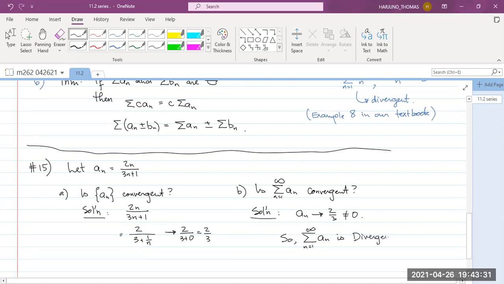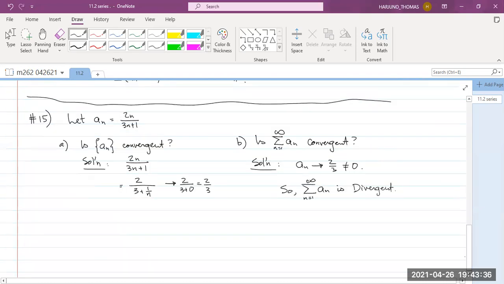Thomas, I can't really tell which one is which one. Now you see, let's do it a bit slower for this question here. I'll do it slower.